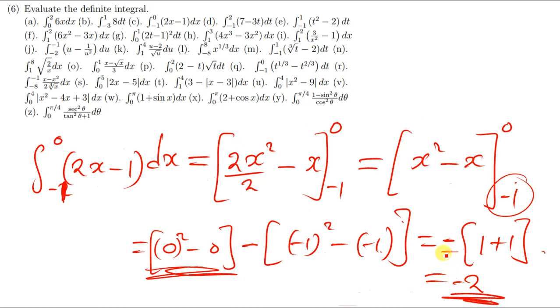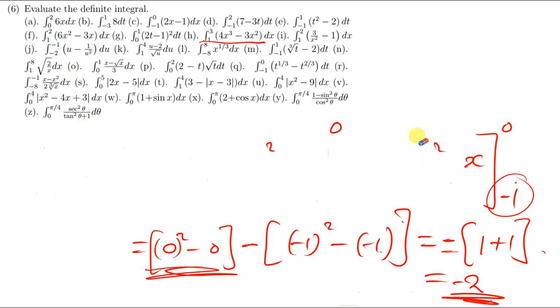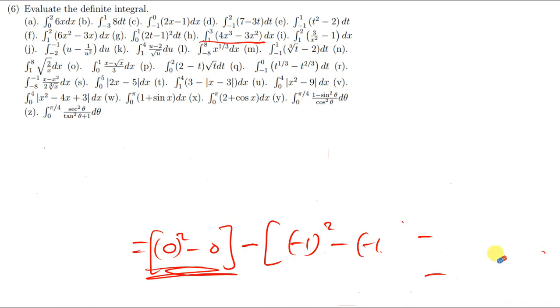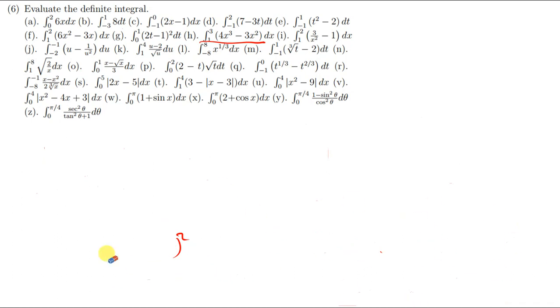Alright, so let's also do, let me pick something different that looks unique. Okay, let me solve this one. Integration is simple. The integral on the limits 1 and 3 of 4x cubed minus 3x squared with respect to x.